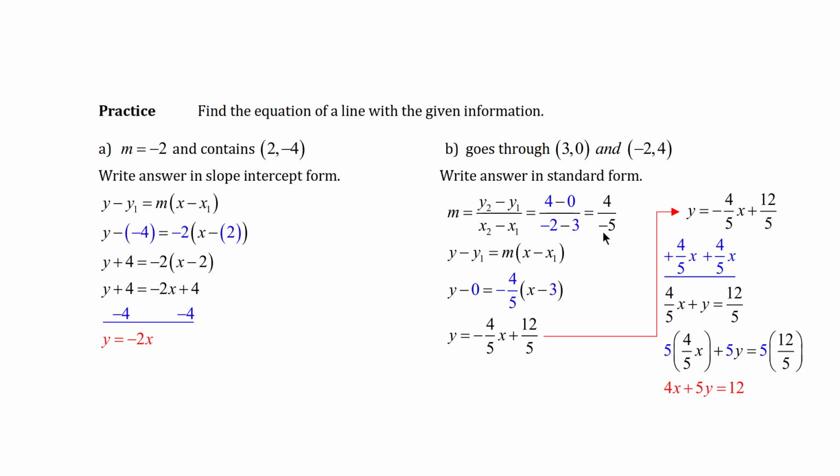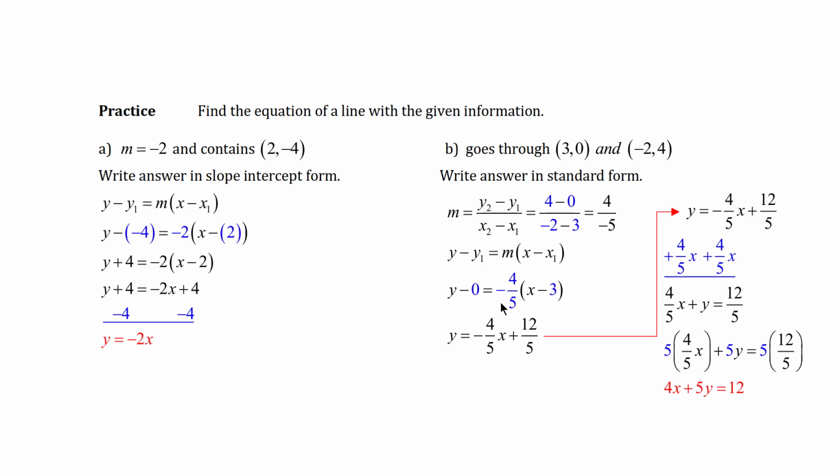Next, we'll use the point slope equation and substitute in our value for the slope, which is negative 4 over 5, and the point 3, 0. Plugging in those values, we get y minus 0 equals negative 4 over 5 times the parentheses x minus 3 close parentheses. Simplifying the left-hand side, y minus 0 is just y.